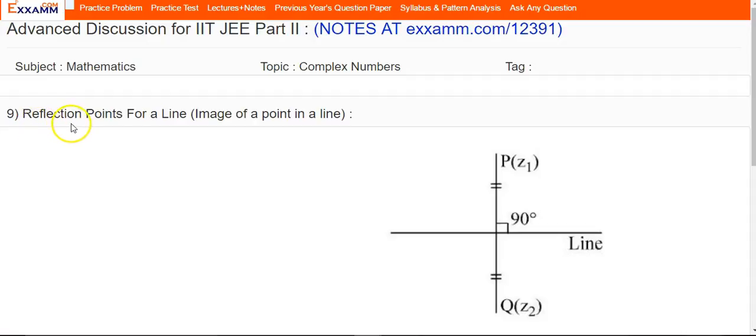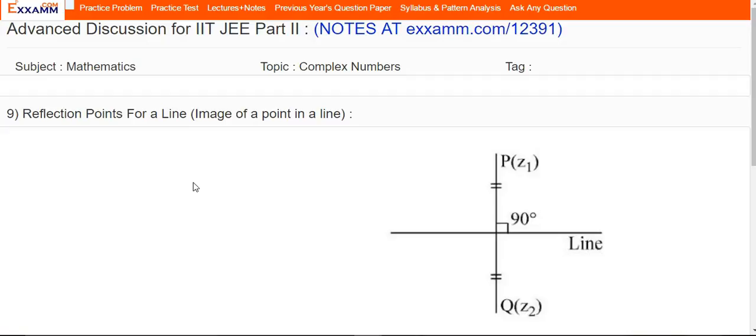Our next point is reflection points for a line. If a point P is given and we have to find the reflection of this point against a particular line whose equation in complex form is given to us, then we have to find the coordinates of Q, the value of z2, where this is the mirror image of point P, the image of a point in a line.